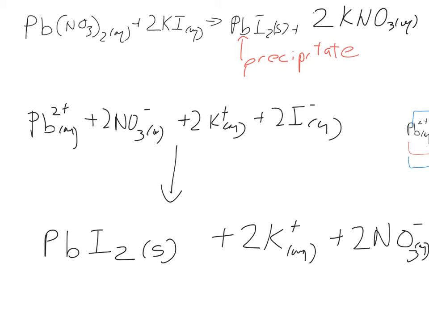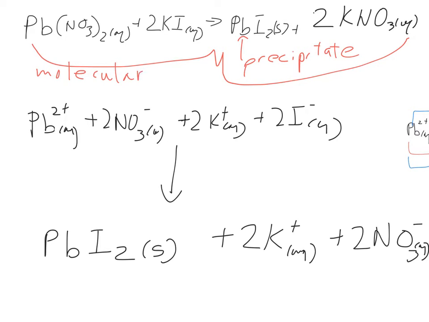When we write chemical reactions, we write chemical reactions like this, right? That's how we're used to viewing chemical reactions. And how we're used to viewing chemical reactions is referred to as a molecular equation.